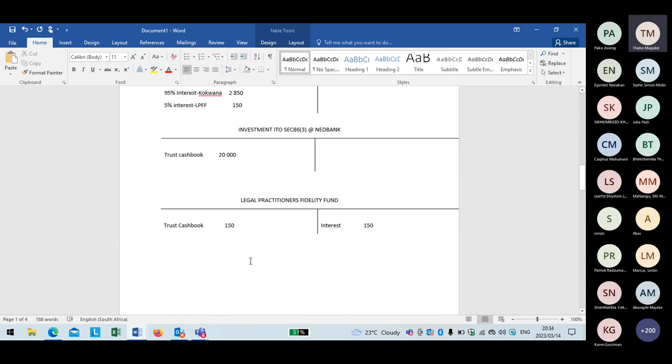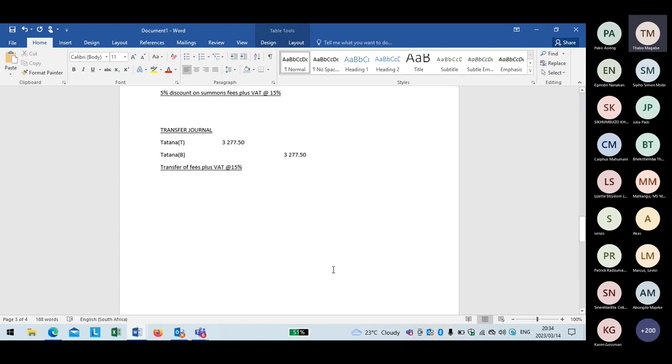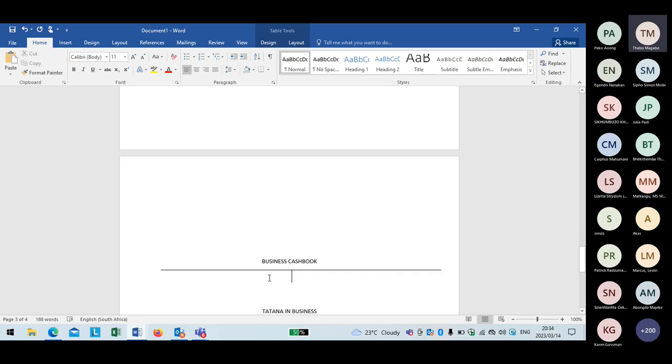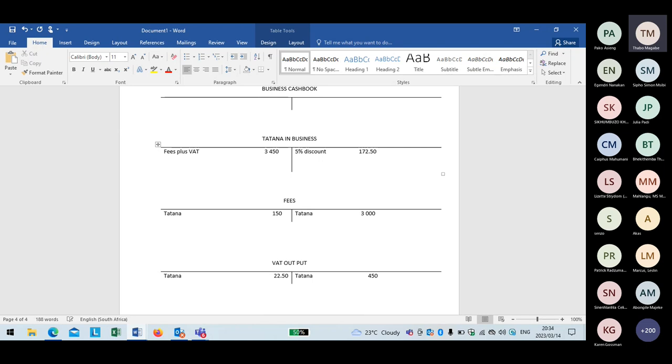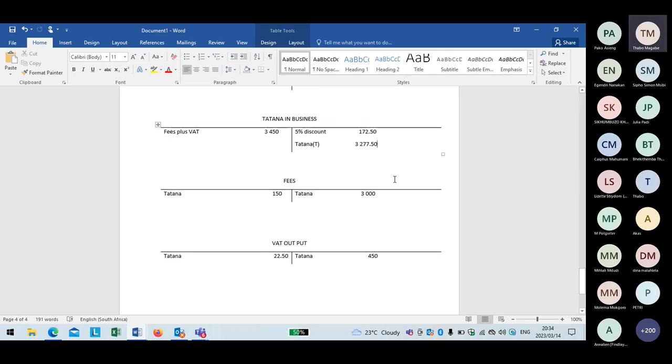And then we go to Tatana in business to credit, so that we finalize the transaction as it appears on the journal. So Tatana in business, we credit, and our narration will be Tatana in trust. The amount is 3,277.50. You will also see that Tatana in business now bears the same value on both the debit and the credit sides. Because 3,277.50 plus 172.50 will give you 3,450. So you can proceed to close this account.